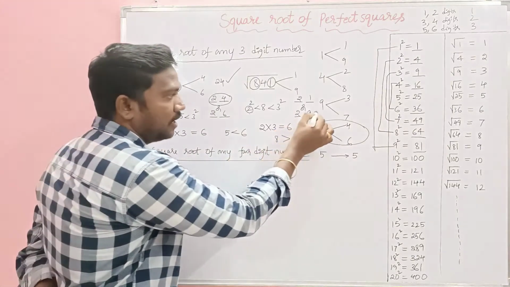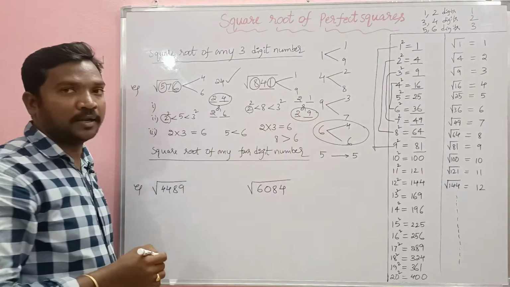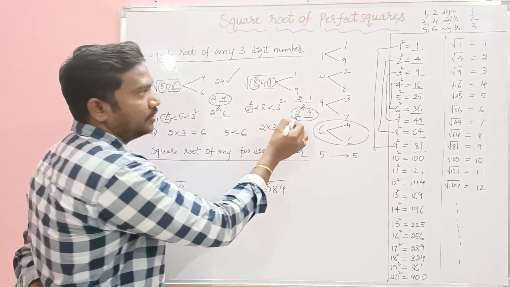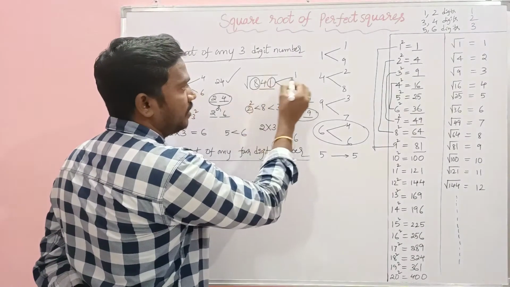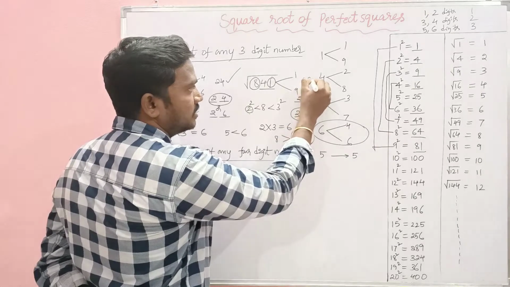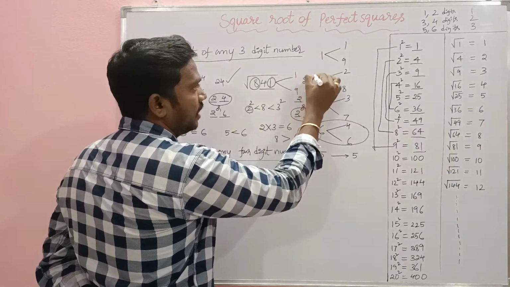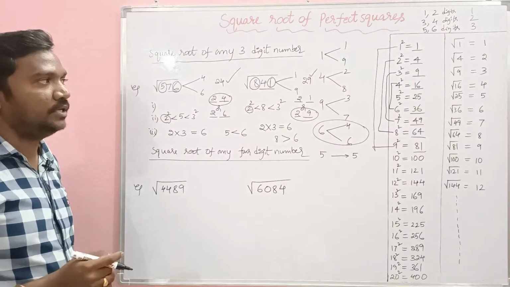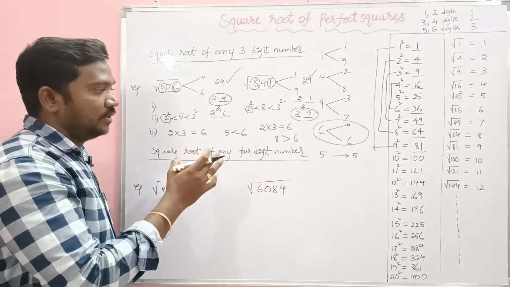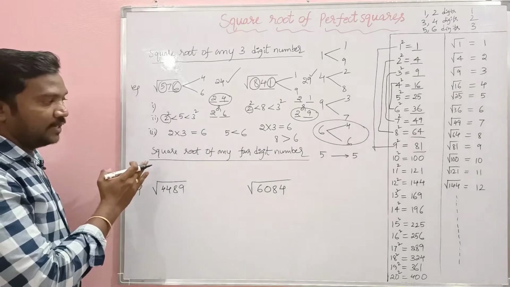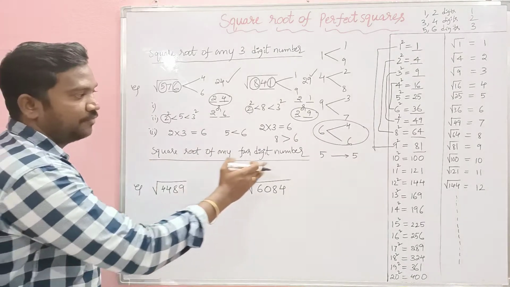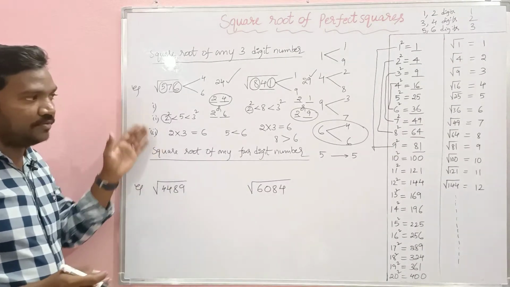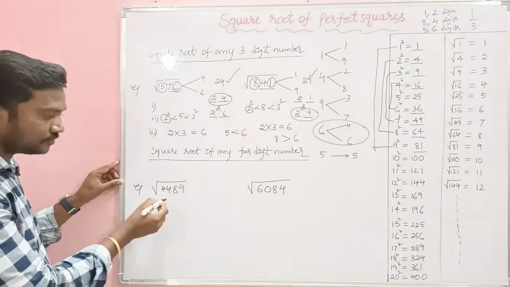So we have to take the larger number. So here the final answer of the square root of 841 is nothing but 29. See how simple it is. Now, how to find the square root of any 4-digit number? In the same way we can solve these problems also.